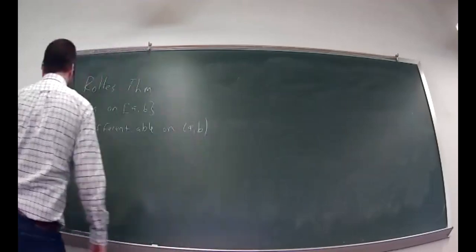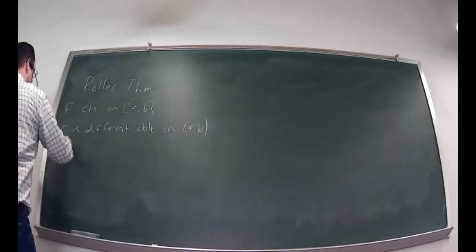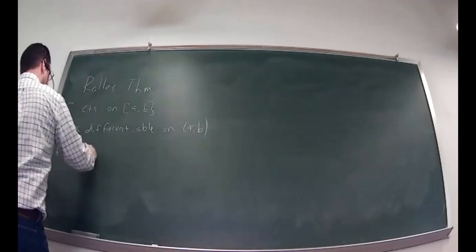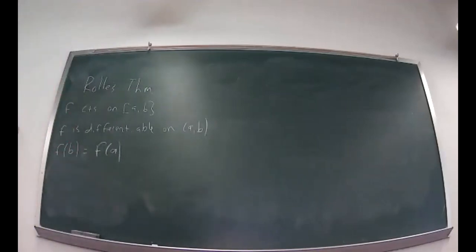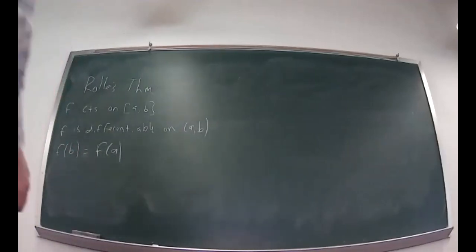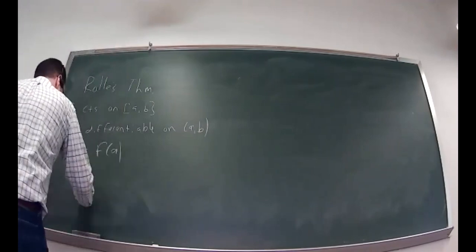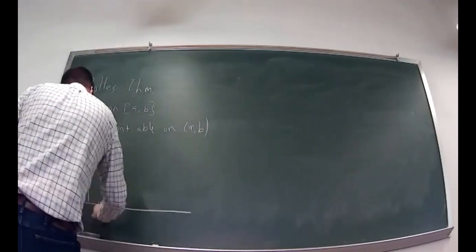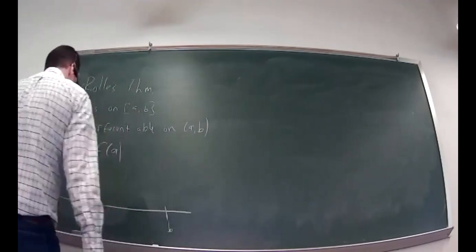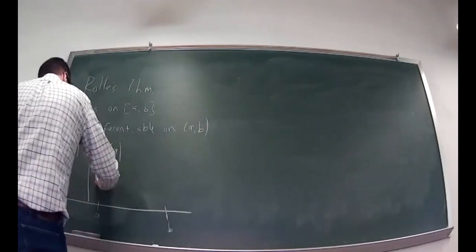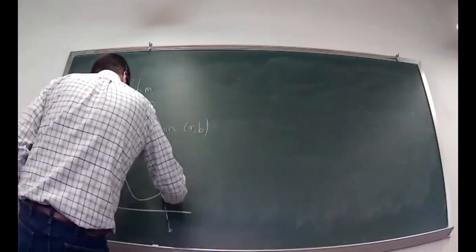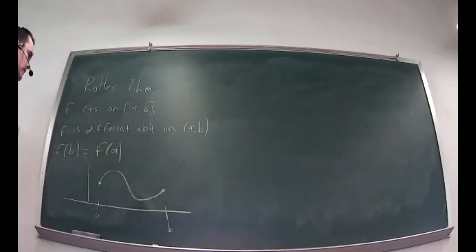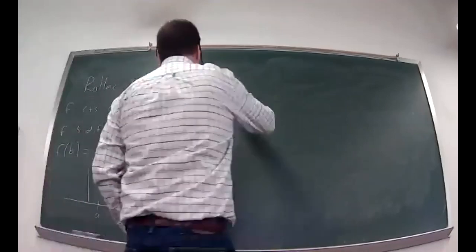On the open interval, but this time you have some extra hypothesis that the endpoints are equal to each other. So in other words, if I draw a typical example, here's a function that starts out here and it's going to end at the same y value that it started, right? That's a typical example.